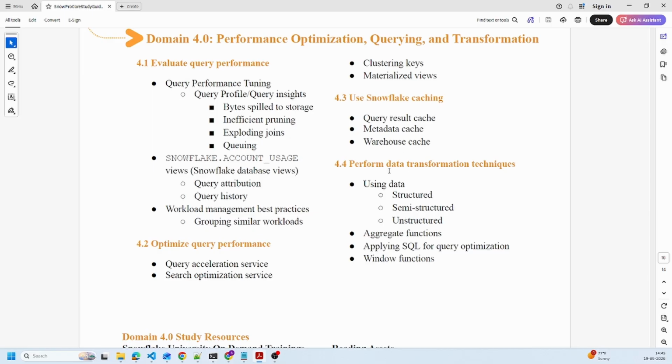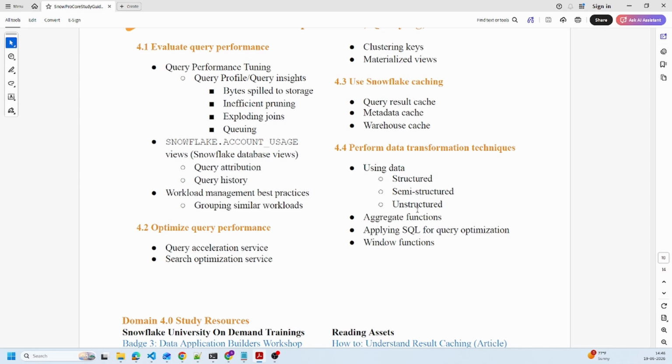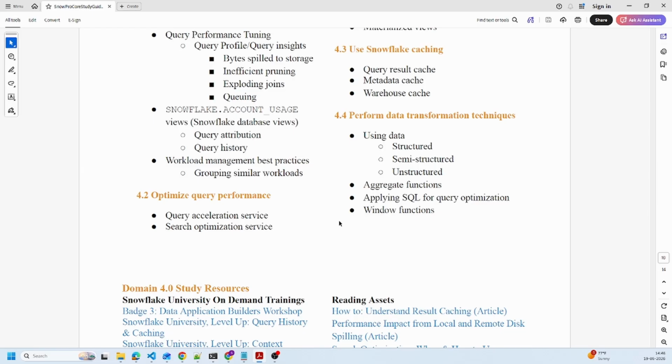You'll see topics like query acceleration service, search optimization, clustering keys, materialized views, caching behavior. And this is where a lot of people get tripped up because Snowflake feels like it just works until it doesn't. The exam wants to know if you understand why caching helped one query but not another, why a materialized view improved performance, why clustering helped in one scenario and hurt in another. Transformation techniques also show up here. Aggregations, window functions, semi-structured data handling, nothing too exotic, but you need to understand how these features interact with performance.